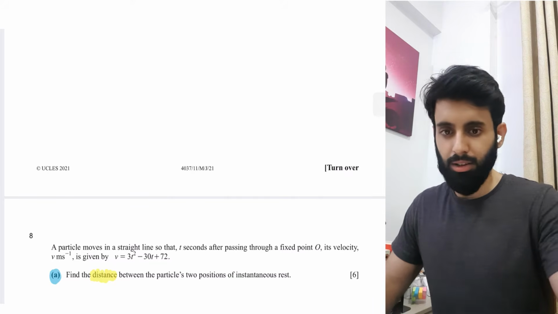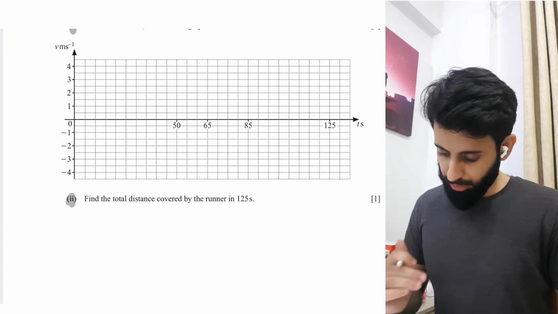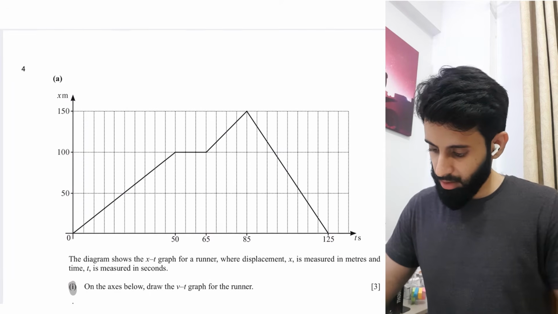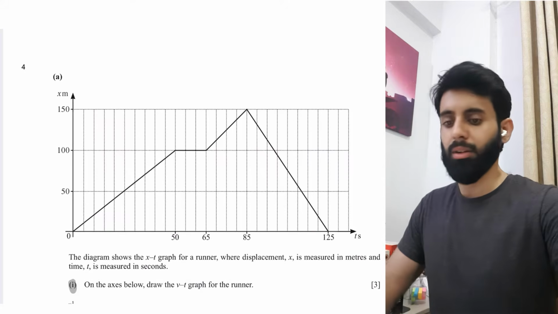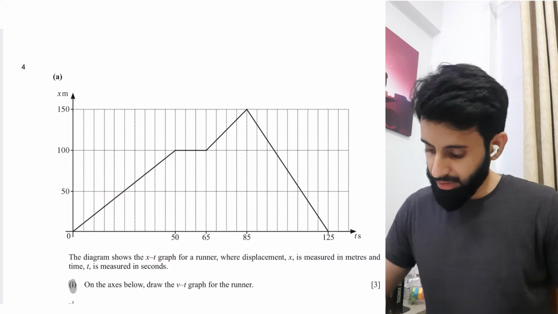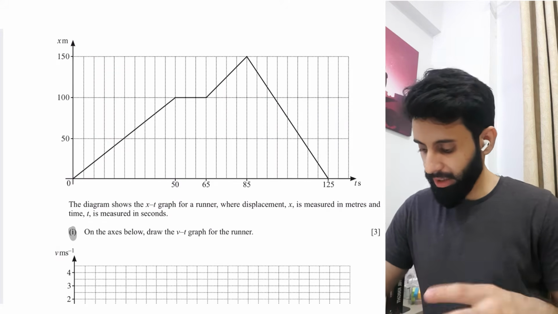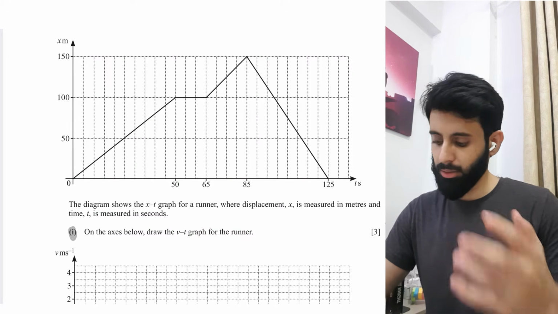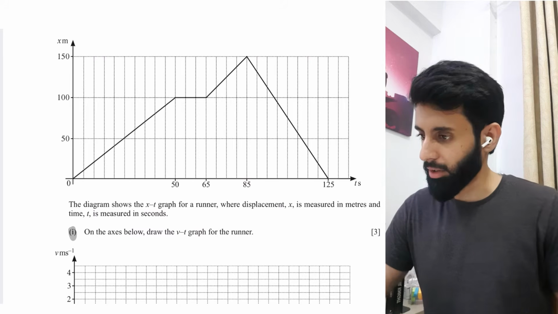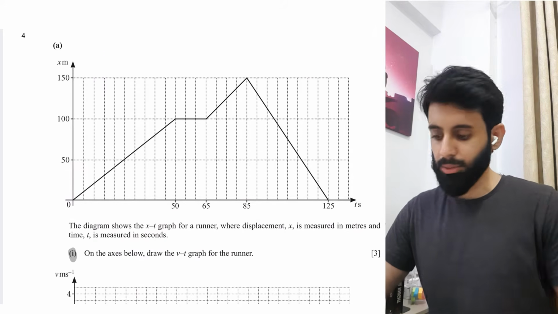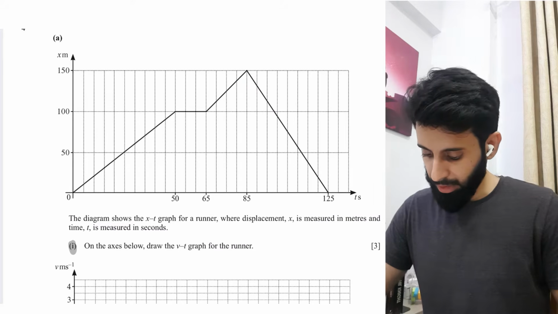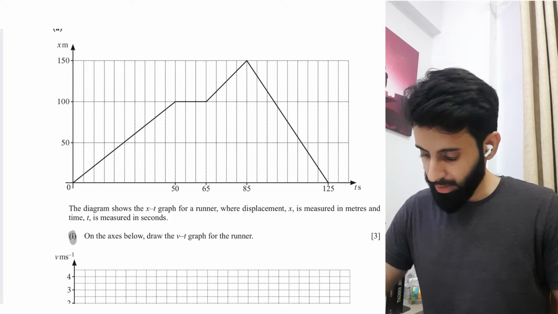So let's start. Now I have a question from October-November 2020, paper 1, variant 3, and this is question number 4 of that particular paper. Before I start, you can see that I've highlighted it gray, which basically means that this is a question that's dealing with conversion of graphs, or just using graphs. It says here, on the axes below, draw the velocity time graph for the runner.